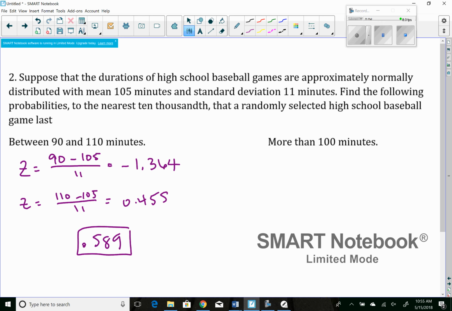To do the next one with a score of 100 minutes, we would use that as my value, minus 105. Again, this should be a negative z-score. Now notice it says more. So when we do our normal CDF, I want to make the lower number the negative 0.455 and the upper number 10. Remember, 10 is saying that it just keeps going on forever. So this becomes a probability of 0.675.